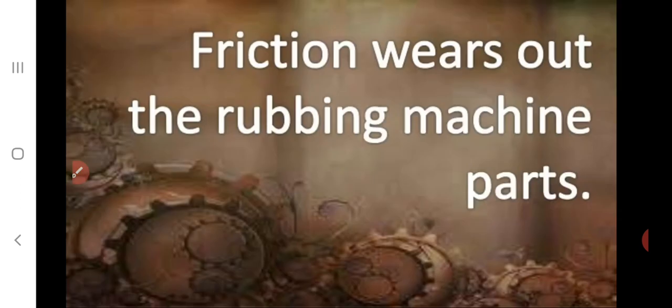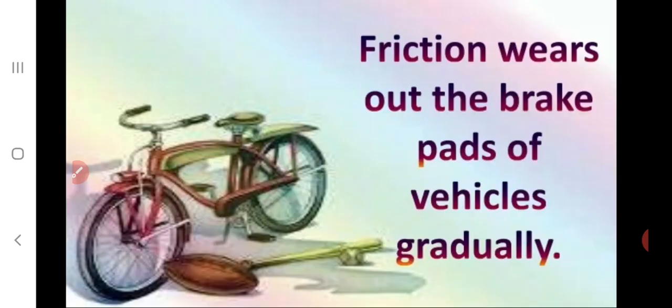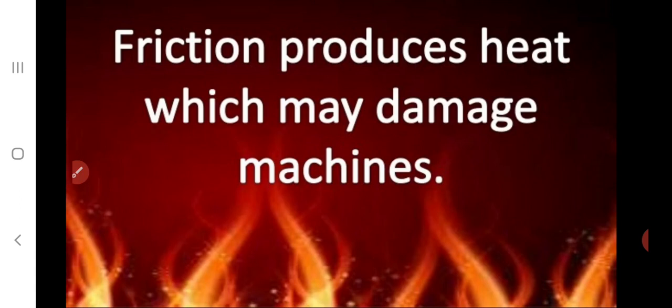Friction wears out the rubbing machine parts, and friction wears out the brake pads of vehicles gradually. So in short, friction always causes wear and tear. That's what we usually say. Friction causes wear and tear. And friction produces heat which may damage the machines.